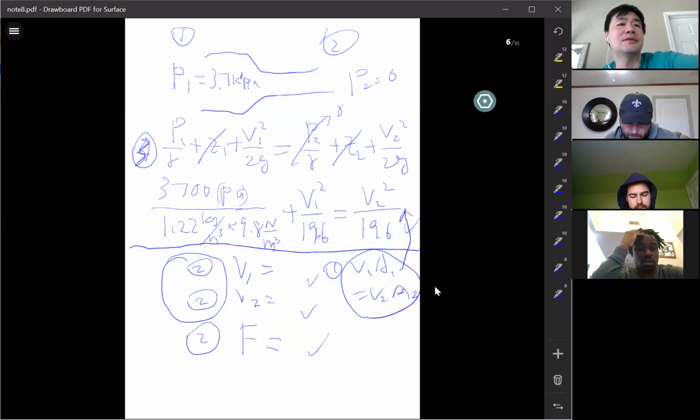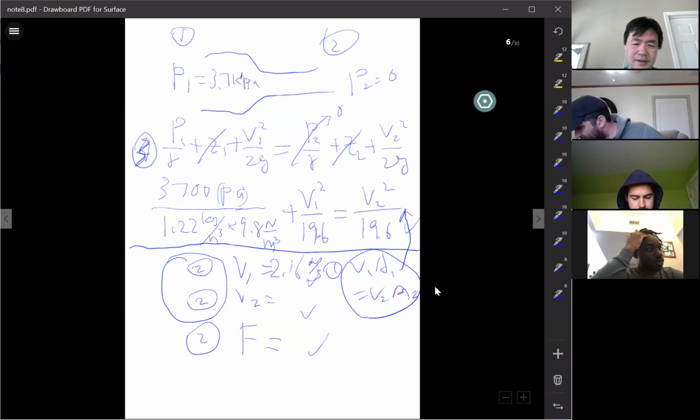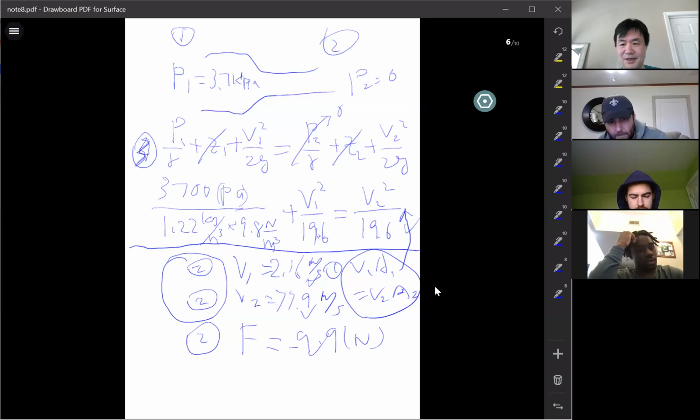Any questions on this problem? I'll give you the values. Final force is what? Let me give you the velocities first. Velocity 1 is 2.16 meter per second, and velocity 2 is 77.9 meter per second. And the force is negative 9.9 Newton. It is negative, Josh, hey, it is negative. You're right. What does that mean, negative?